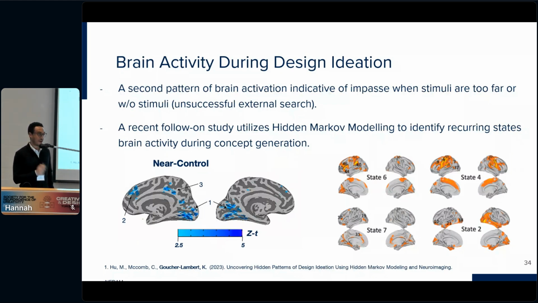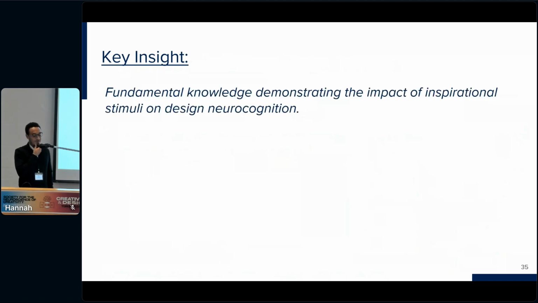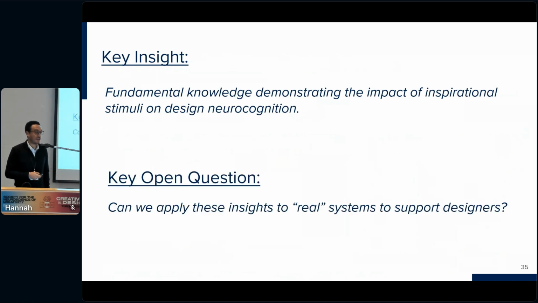Okay, so this was our first neuroimaging study. And again, I like this key insight, key open question model. So here, the key insight was really just fundamental new knowledge demonstrating why these inspirational stimuli were impactful for design neurocognition. And the key open question for me, as a researcher and as an engineering design researcher, was: can we apply some of these insights to quote unquote real systems that might be able to help designers?